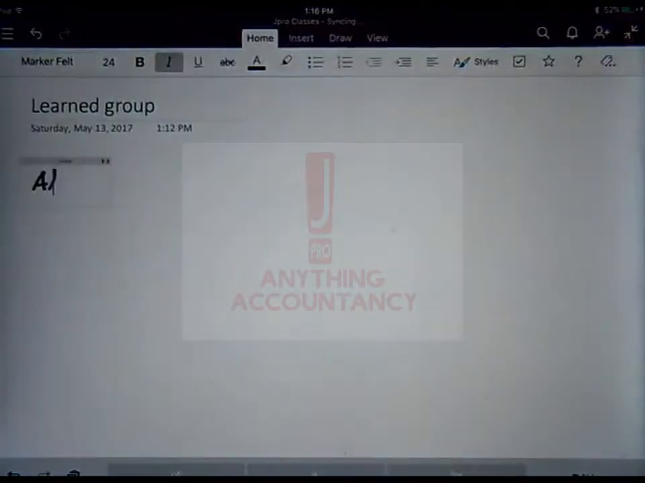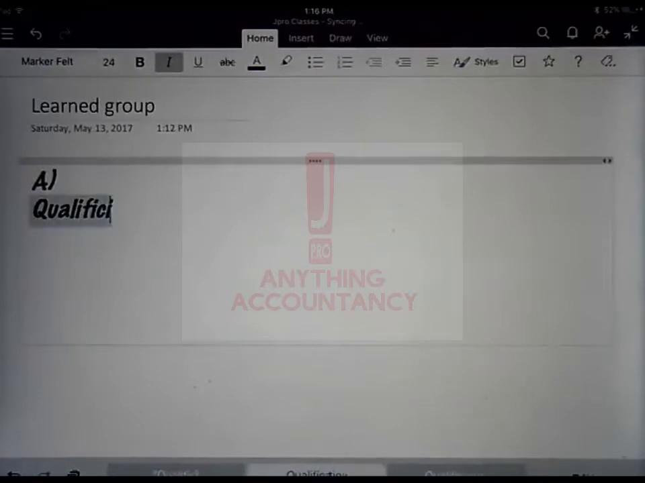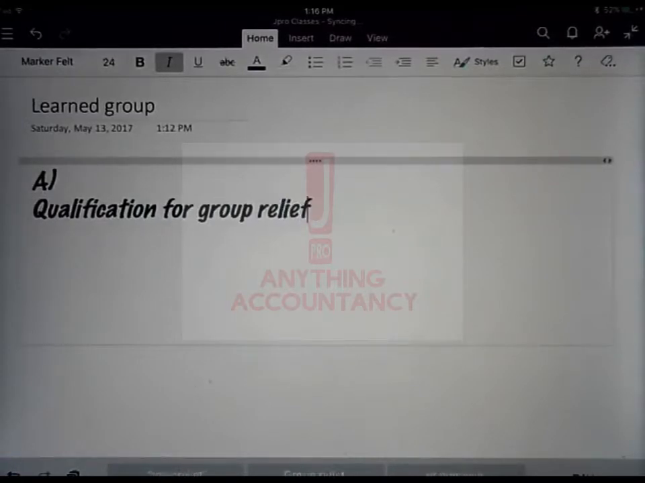What are you supposed to clarify? Part A. You are supposed to clarify whether they qualify, yes or no. Qualification for group relief. What's the qualification for group relief?